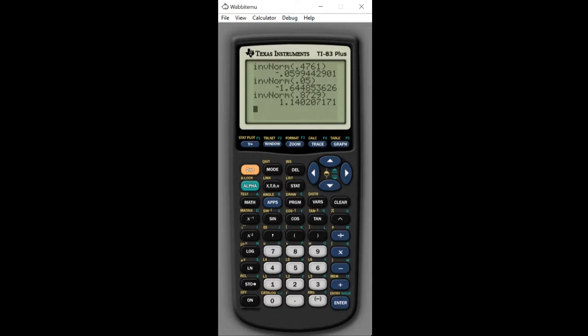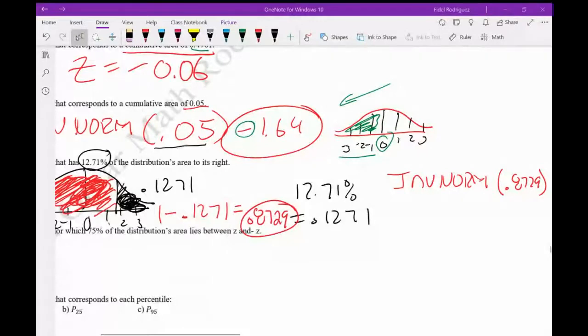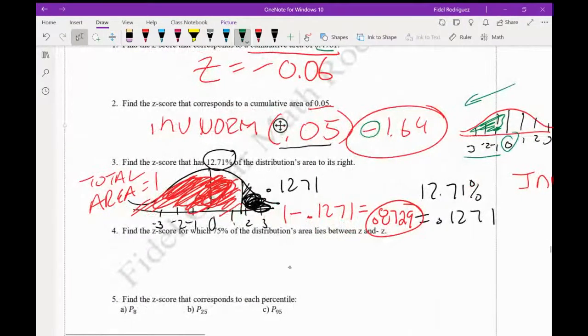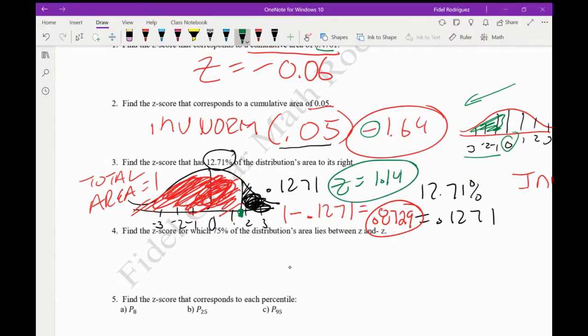So when I come back to my particular problem, the number we came up with is 1.14. What I can say now is this number that we were looking for here is z equals 1.14, right? And at least I have an idea of what it is I'm trying to do, right?